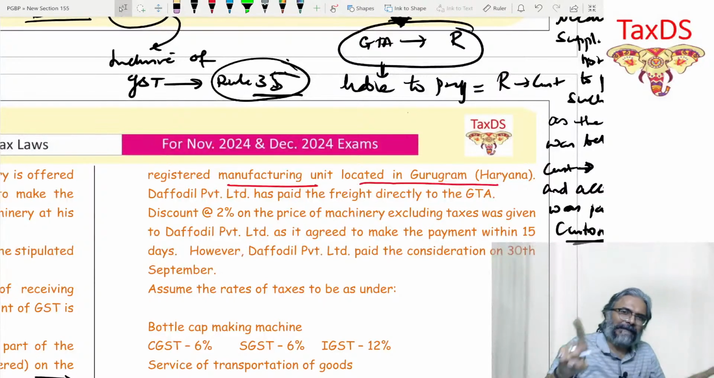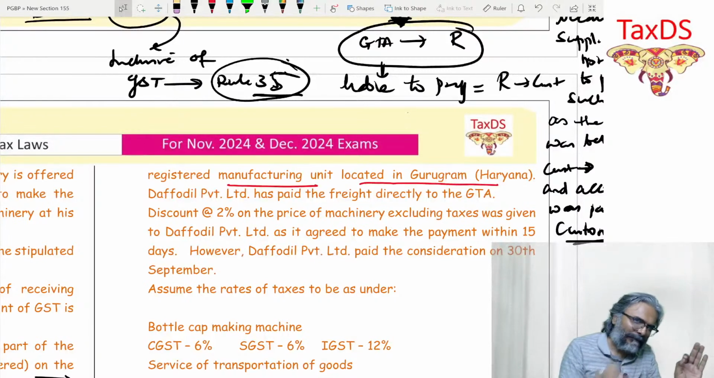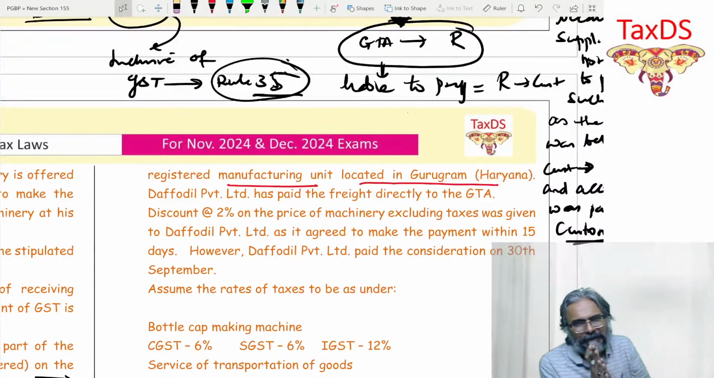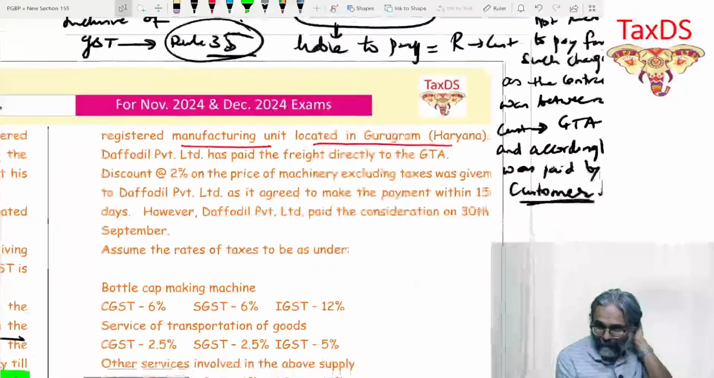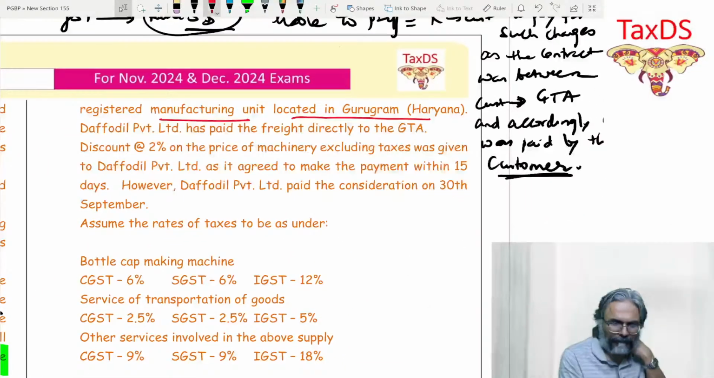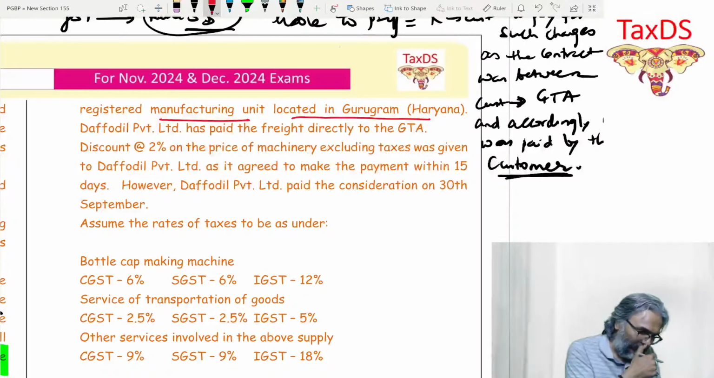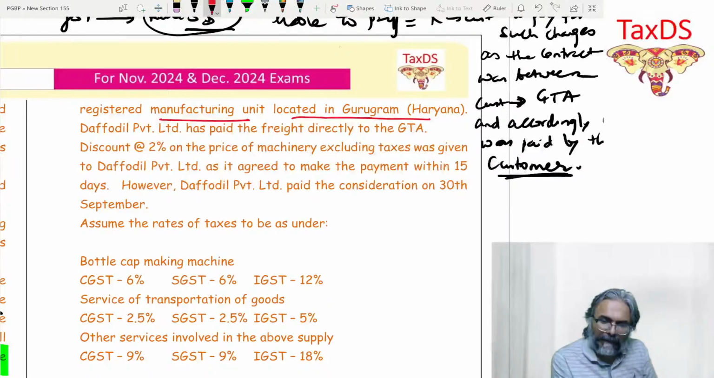So therefore, can we say it is an interstate supply from UP to Haryana? Interstate. If it is interstate, students, IGST is what will be charged. That is exactly the point. So therefore, the unit is located in Gurgaon, Haryana. Yes, Tulsi.